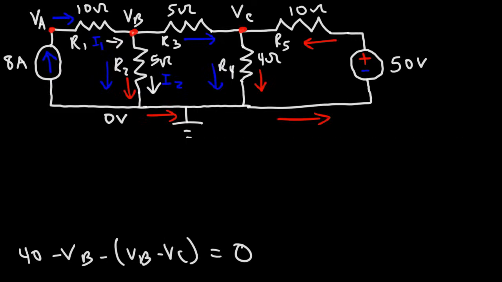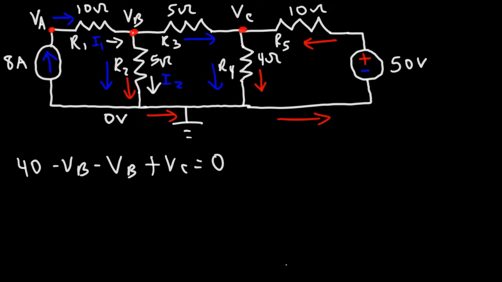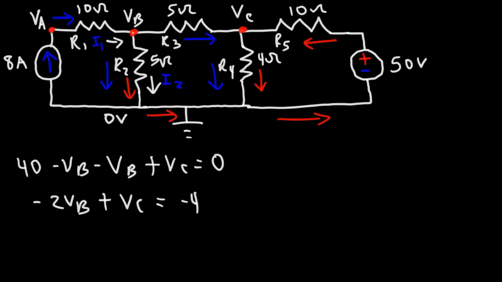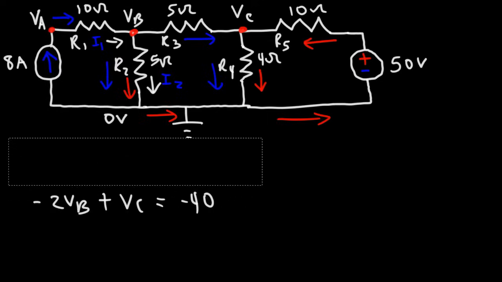So now let's distribute the negative sign. So this is going to be 40 minus VB again, and then plus VC. Now let's combine like terms. Negative VB minus VB, that's negative 2VB. And then we have plus VC. I'm going to take the 40, which is positive on the left side. I'm going to move it to the right side, where it's going to be negative 40. Because what we're going to have is a system of equations. So using node B, we were able to write this equation.